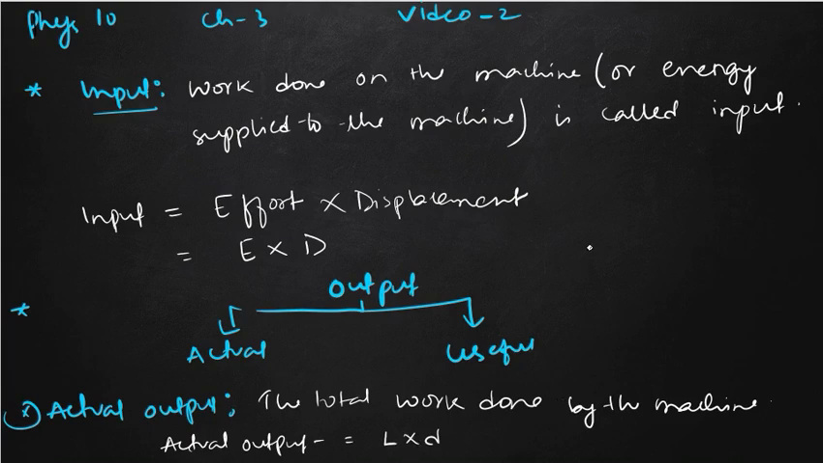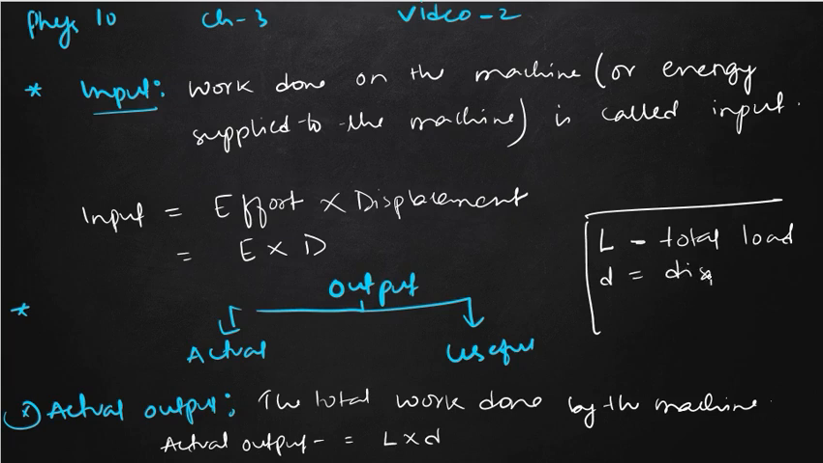So what is L? Let us write what L is here. L is our load, the total load or load lifted by the machine, and D is the distance through which it is displaced. So we have got another formula.